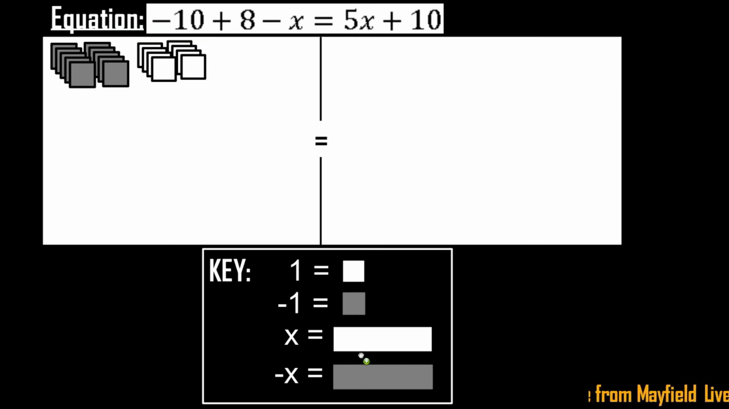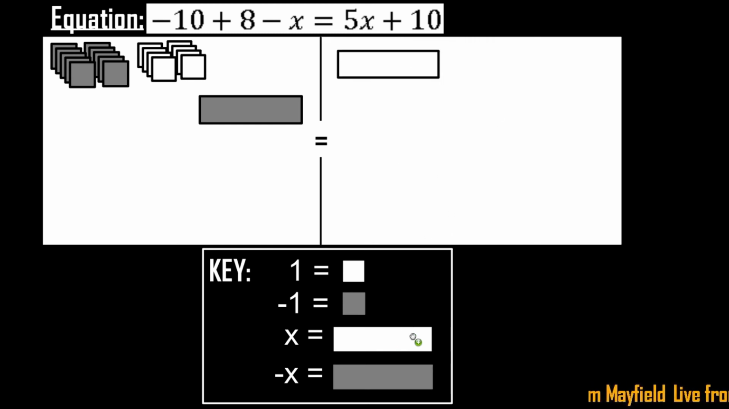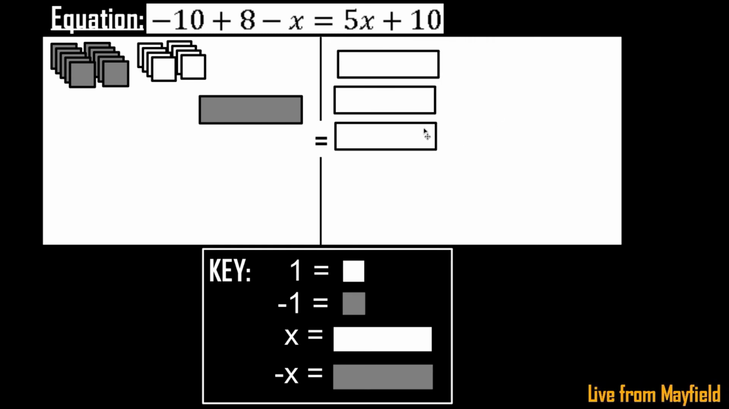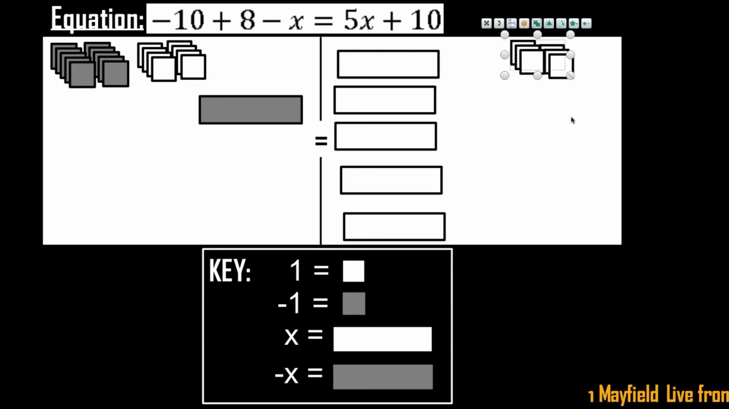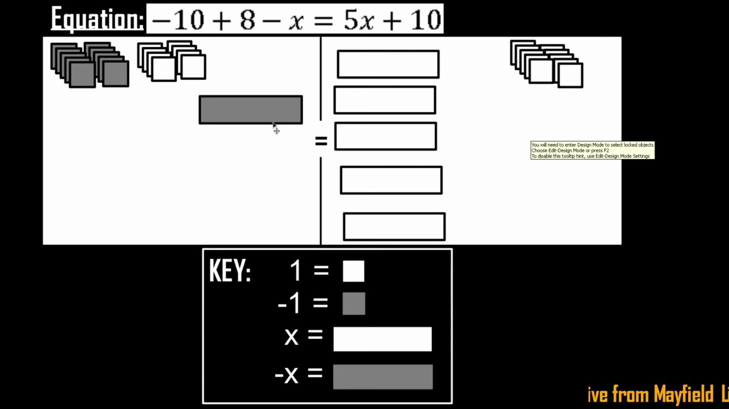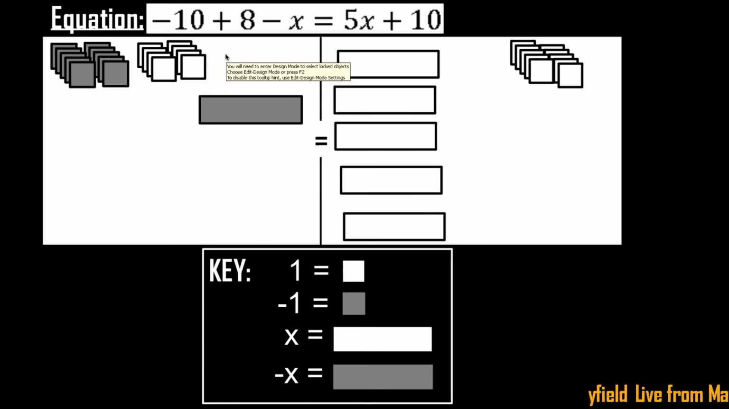And then I have 1 negative x. On the right side, I have 5 positives. Again, this takes a little bit more time, which is why I originally skipped it, but I can go back to it now. And then I have 10 positive ones. Alright. Again, you want to work on one side of the equation first.